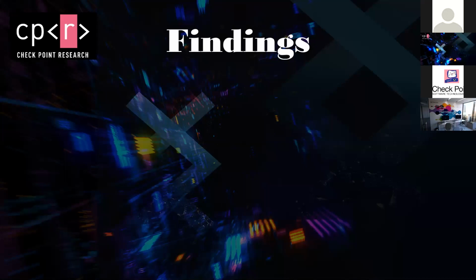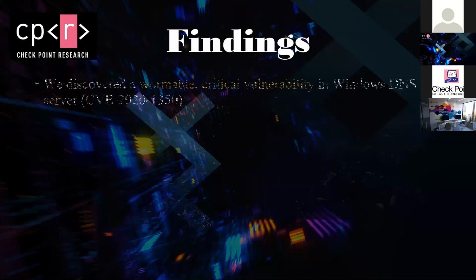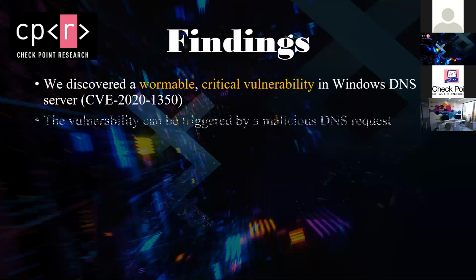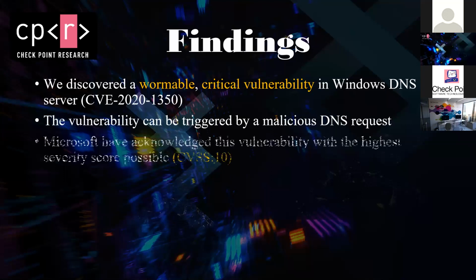So you may or may not have heard of a vulnerability very recently called SIGRED. This was discovered by Checkpoint Research, and what we did is we discovered that we had a wormable and critical vulnerability in Windows DNS. The CVE there is for you if you want to have a look at it. What it was is effectively a vulnerability that could be exploited with a malicious DNS request. Now, the reason why this was important is the majority of DNS servers that we see on an internal network are part of the AD. AD requires DNS services to function properly.